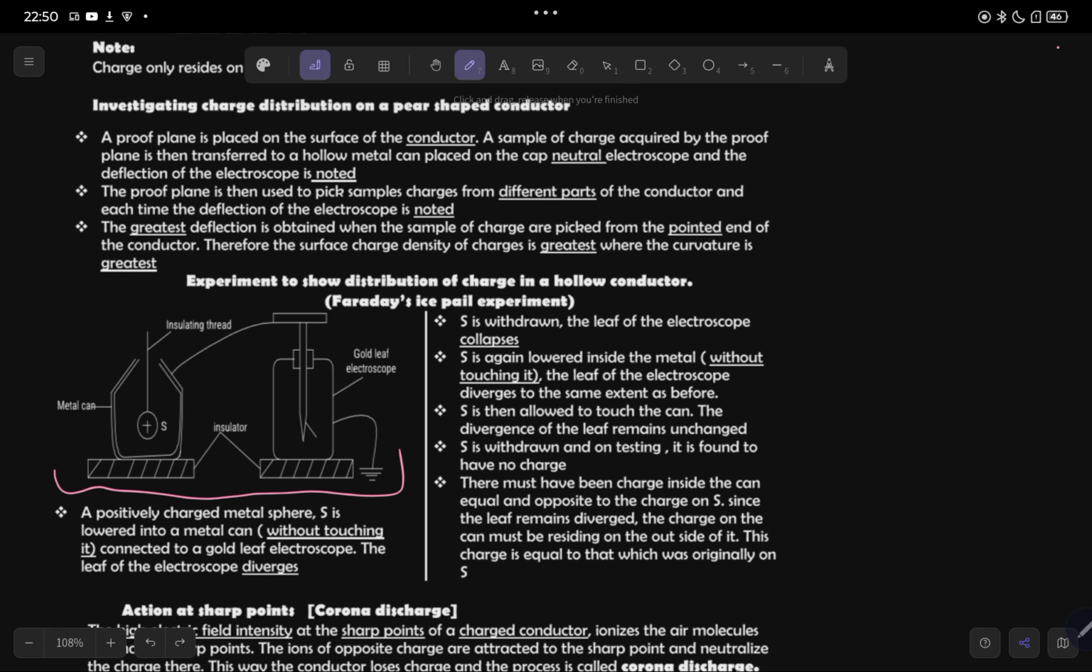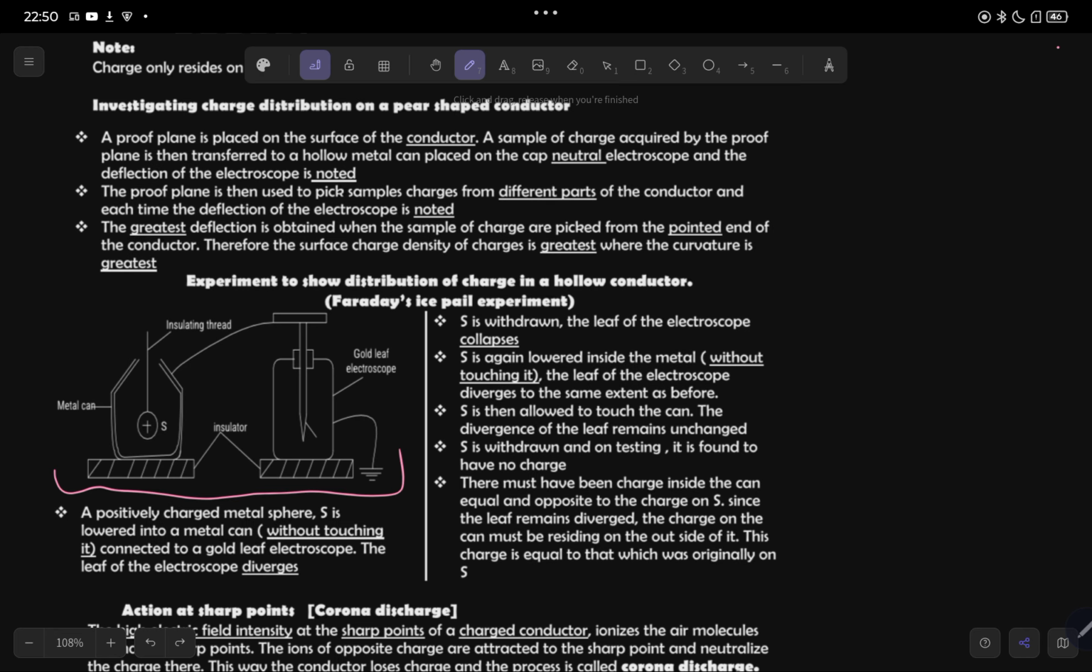Now, when S is withdrawn, when the metal sphere is withdrawn, it is observed that the gold leaf of the electroscope will collapse, because what was repelling the positive charges to that end of deflecting the gold leaf and from the brass rod is no longer there, because what was pushing it away has gone. So when S is again lowered inside the metal can without touching it, the leaf of the electroscope will diverge to the same extent as before, which means there was no transfer of charge anywhere. So the same effect which happened before will now happen again when you bring it back and lower it into the hollow metal can.